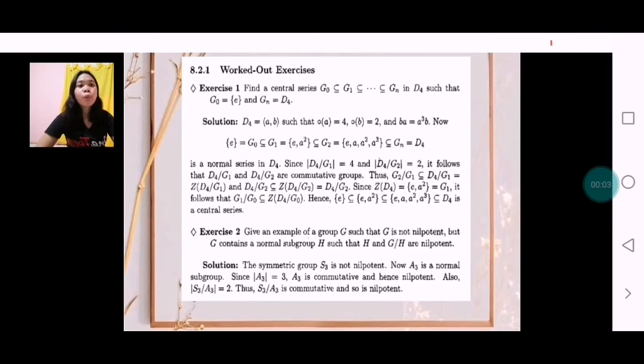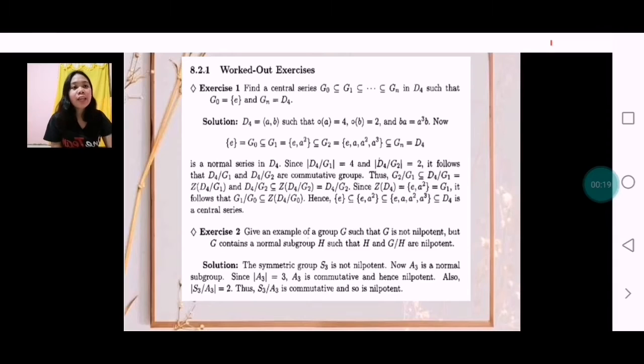Now let's move on to workout exercises so that we can understand nilpotent groups more clearly. In exercise 1, find a central series G sub 0 subset of G sub 1 subset of and so forth subset of G sub n in D sub 4 such that G sub 0 equals the set {e} and G sub n equals D sub 4.